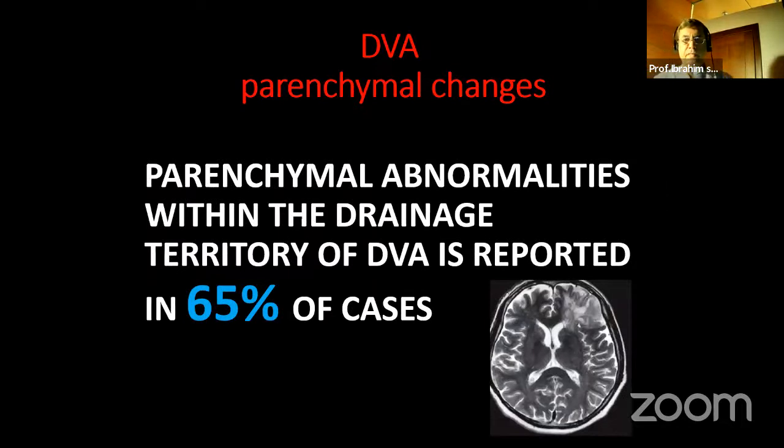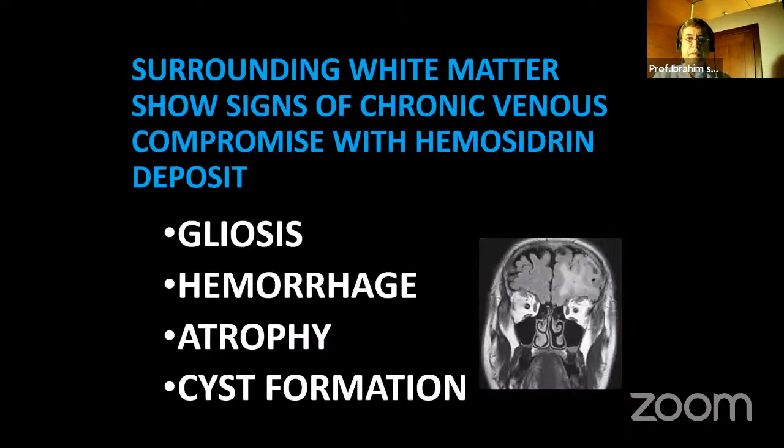With these DVAs, there are certain parenchymal abnormalities within the drainage territory of the DVA, reported in 65% of cases. So you can see this, and people like this may present to you with epilepsy, for example. The surrounding brain matter of the DVA shows signs of chronic venous compromise. There are hemosiderin deposits, gliosis, hemorrhage, atrophy, cyst formation. These are parenchymal changes of the brain in the territory of the DVA.